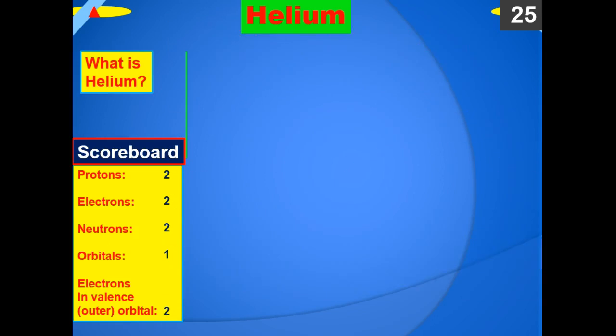So now we can go ahead and diagram the helium atom, and there it is. 2 protons, 2 electrons, 2 neutrons. It has 1 orbital. Since it only has one orbital, both of its electrons have to be valence electrons on the outermost orbital, and that's how you do helium. All right, let's move on.